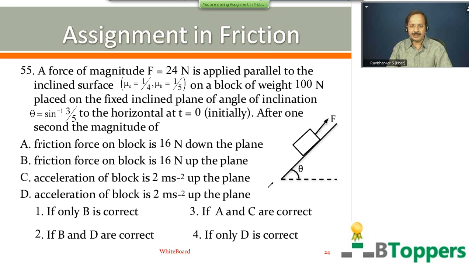So in question number 55, statement D should not say up here. It should be corrected to down. That means here you have to correct this statement D. Instead of up, it should be written as down, because the previous option is written as up. So the acceleration of the block is 2 meters per second square down the plane. That means statement B is correct, statement D is correct. That means the second option is the answer.